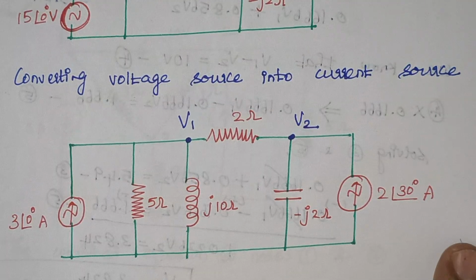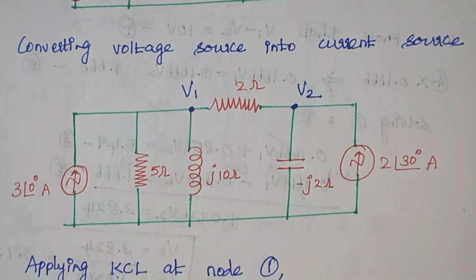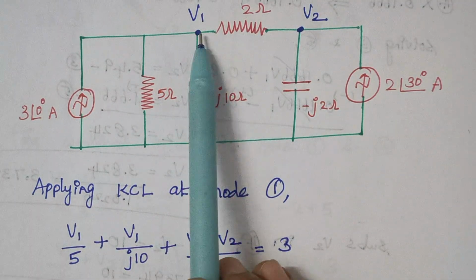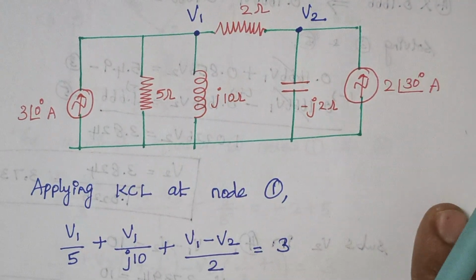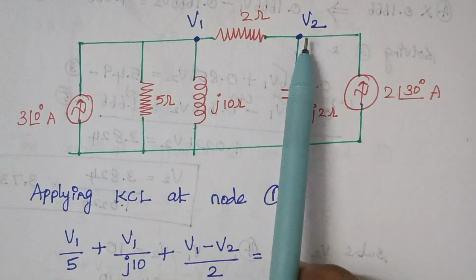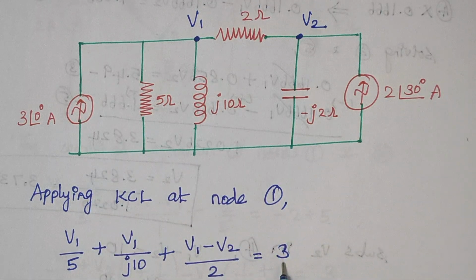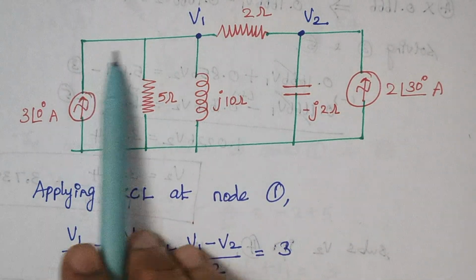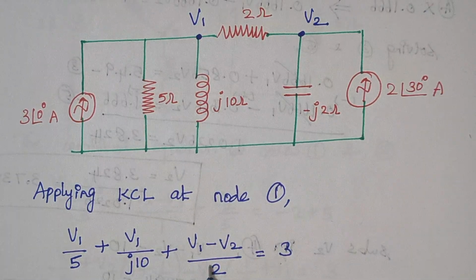Now we are going to apply KCL at node 1 as well as node 2. When you apply KCL at node 1, it is given by V1 by 5 plus V1 by J10, and again this 2 ohm is connected between V1 and V2. Therefore V1 minus V2 by 2 is equal to 3. That is, sum of current flowing away from the junction is equal to sum of current flowing towards the junction. So here this 3 amps flows towards V1. Therefore it is written as 3, and these 3 parameters are written on the other side.